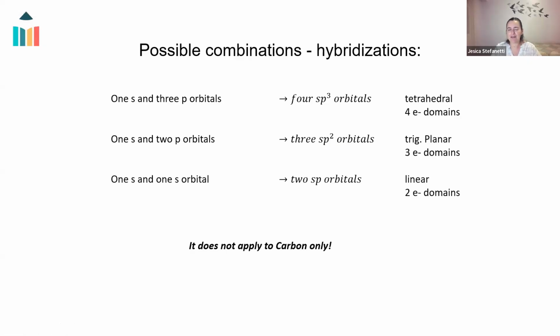Keep in mind that even though I just explained it for carbon, you don't really have to think that this is only applying to carbon. It might apply for other atoms. And all you have to do is to think about the electron domains you have, and you can just associate the number of electron domains you have to the hybridization. 2 electron domains, you can just think about sp hybridization. 3 electron domains, sp2. 4 electron domains, sp3. That's something that will help you a lot.